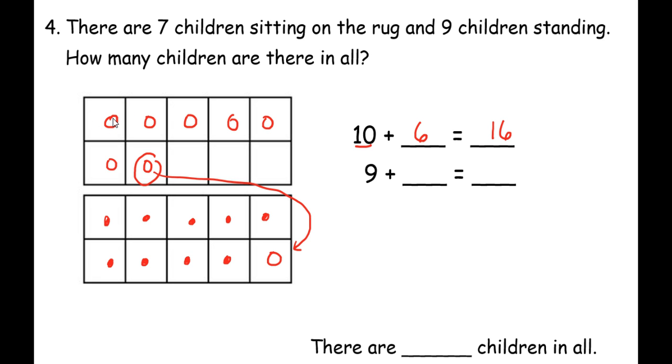is 16. So if we go back to our original problem, I'm adding the 9 children who are standing to the 7 children who are sitting. 9 plus 7 is 16. We just took one disc from the top frame where the sitting children were and moved it to the bottom frame. And that shows in all there are 16 children.